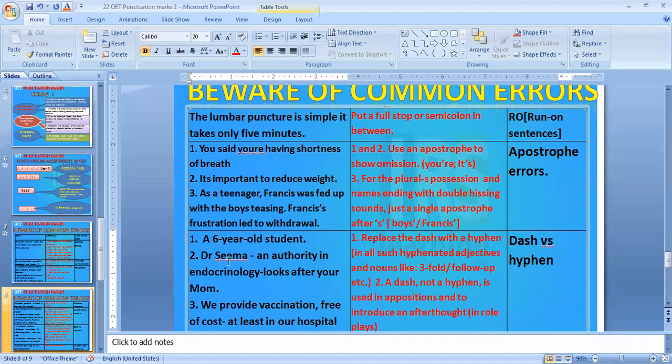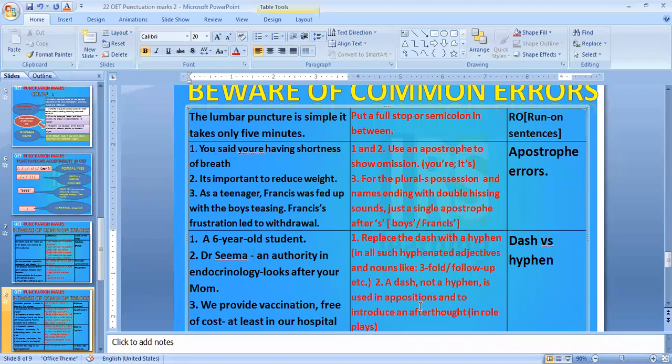Okay, Dr. Seema, dash, but it looks like a hyphen. That's why it should be a dash actually. What is given here? Replace the dash with a hyphen in all such hyphenated adjectives and nouns, like threefold, follow-up, etc. A dash, not a hyphen, is used for apposition. Remember, in appositional phrases and clauses, we use comma. Comma is easier and safer.